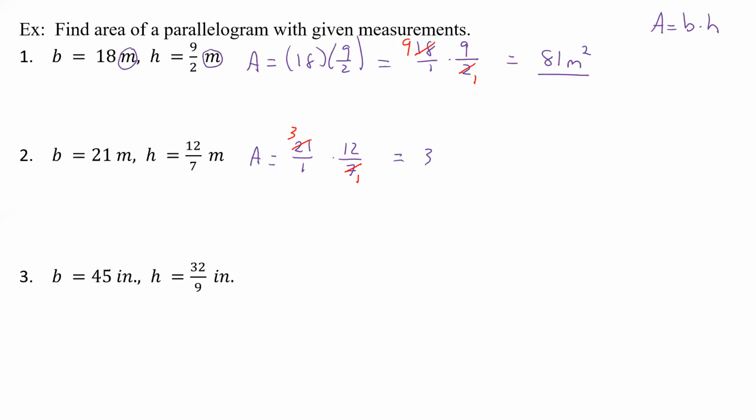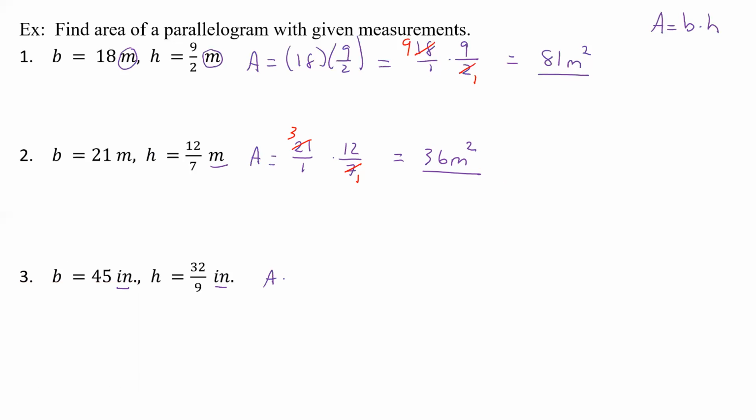Well, what is that? Well, that's 36. And again, it looks like we have meters, so it's going to be meters squared as our area. All right. The next one, it looks like we're into inches. We'll have a different unit. It'll just be inches squared instead of meters squared.